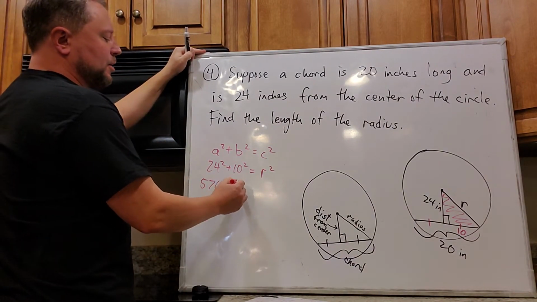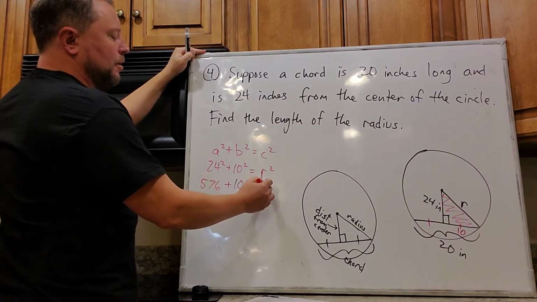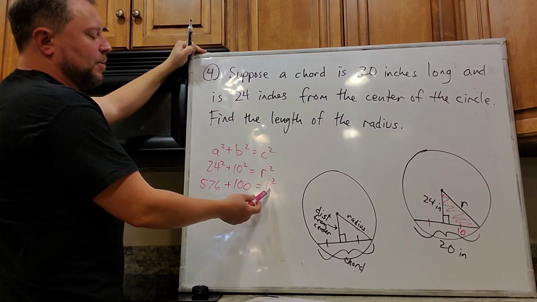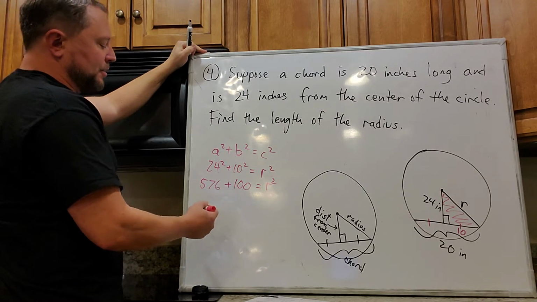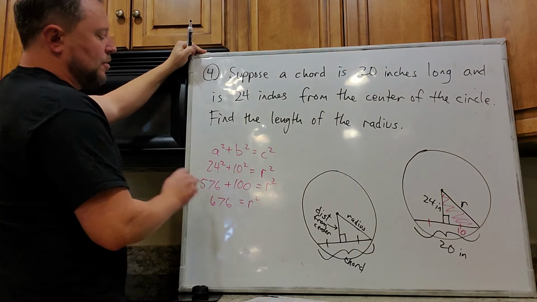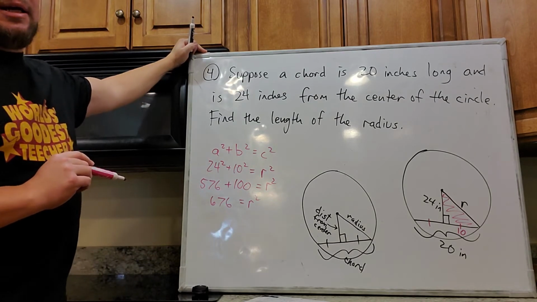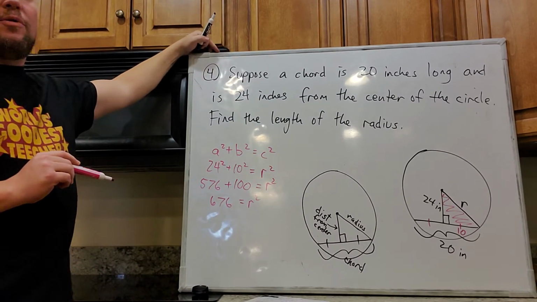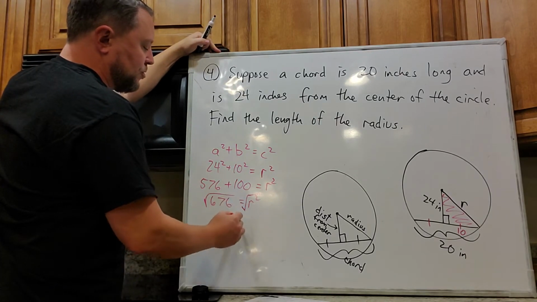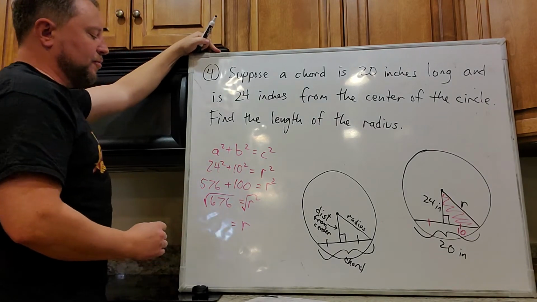10 squared is 100. R squared is R squared. Okay, now in this case, I've already got the R by itself, so I'm going to add these to get 676. Which, by the way, conveniently is a nice whole number when you do the square root, because that's what we're going to do next, the square root, just to get R by itself.